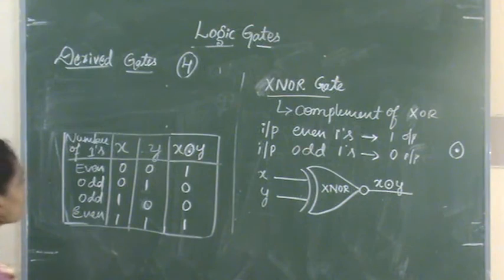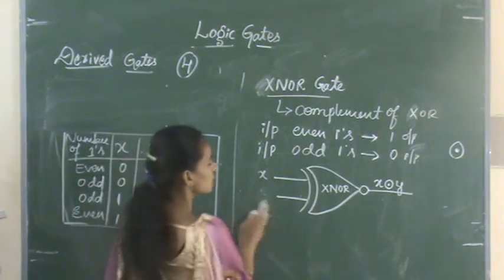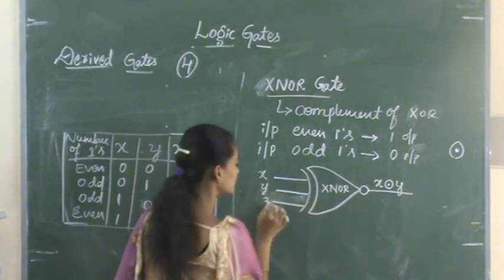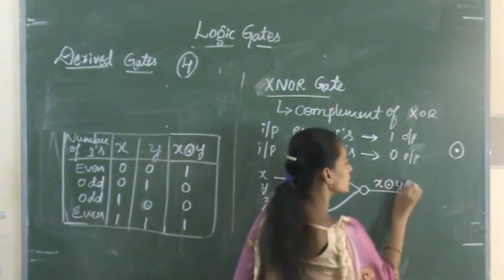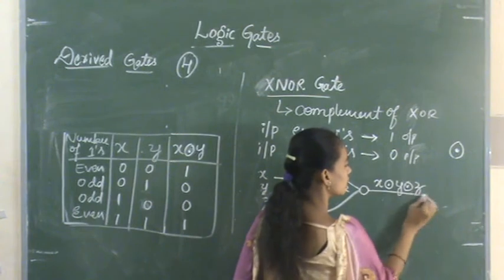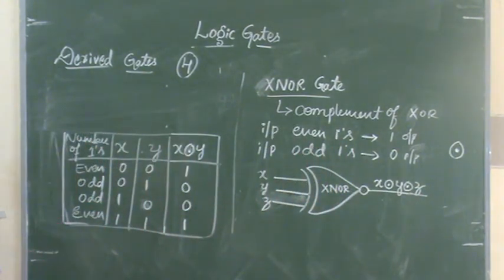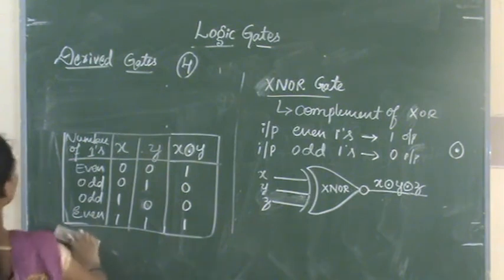And how to represent the 3-input XNOR? Just increase the inputs, Y and then Z. So this becomes like this. So this is how we are representing the XNOR gate.